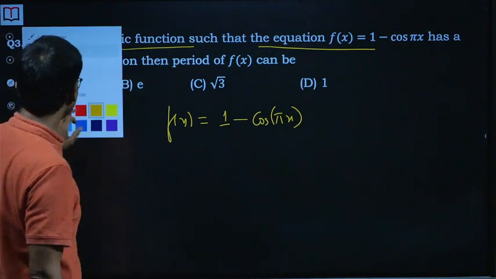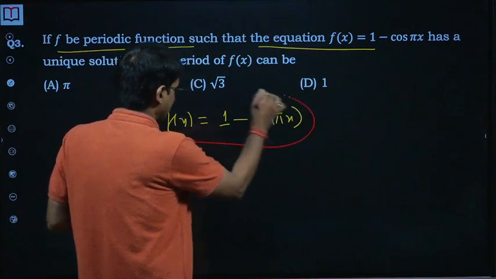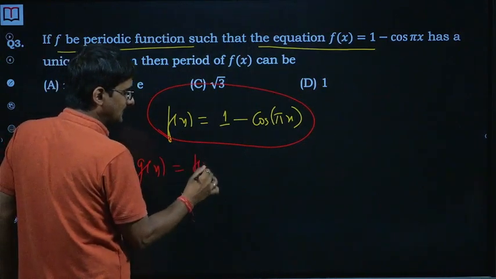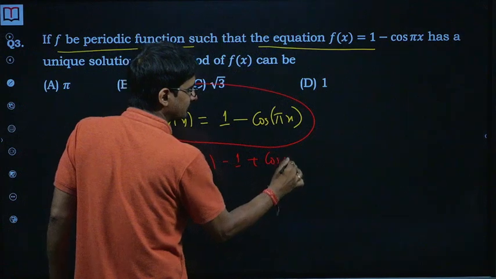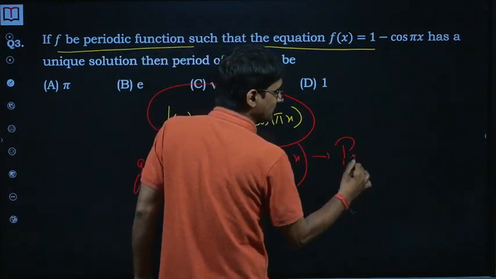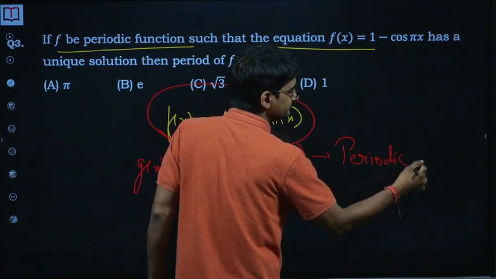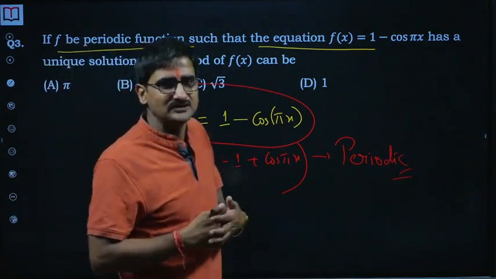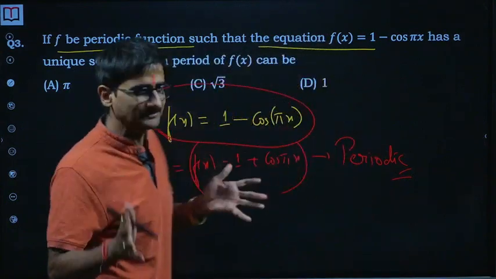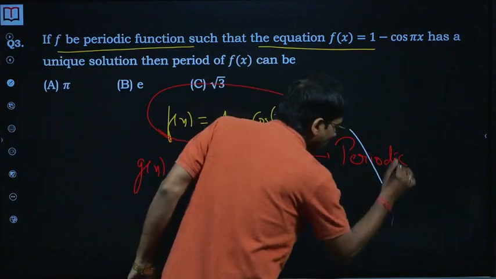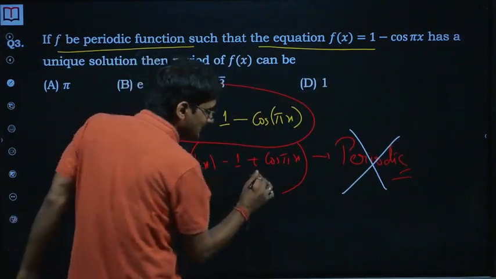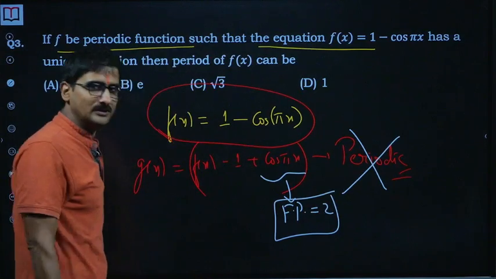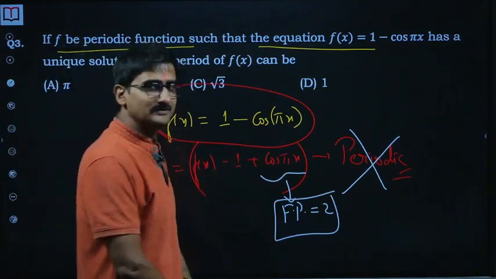Okay, see, one thing is for sure, if I write g of x is f(x) minus 1 plus cos pi x, if overall this function gets periodic, then you can't have only one root, because the periodic function will have either 0 roots or infinite roots. I think I'm clear. Okay, so that means this function should be non-periodic, and the fundamental period of cos pi x is 2, if I'm not wrong.